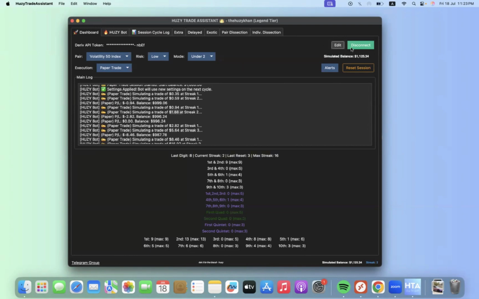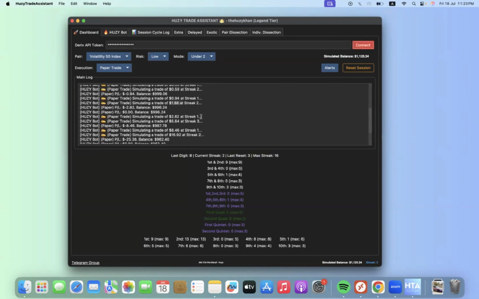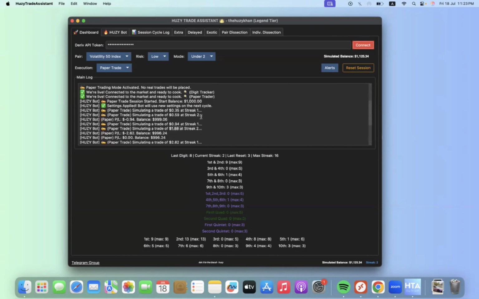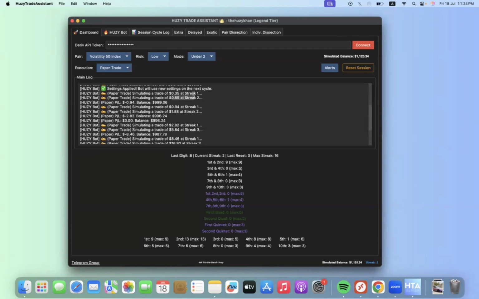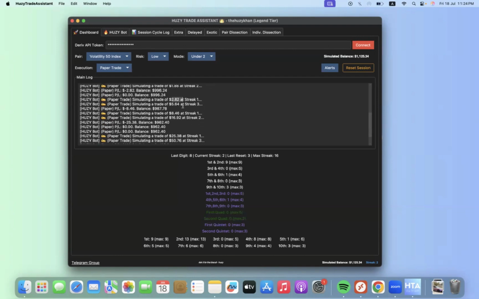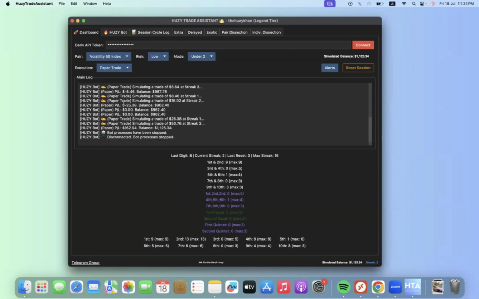Like right now, I'm just going to quickly disconnect it and let's go through an example over here. Okay, so over here you can see it simulated a trade of 0.35 at streak one, then 0.59 at streak two, lost. Okay, starting point again, it selected this, multiply by 2 is this, lost minus 2.82. Again, it did this, multiplied it by 2, lost, and all the way down till here.